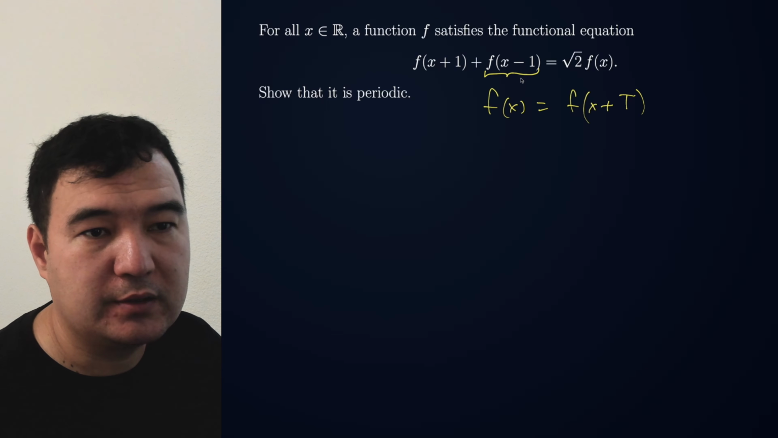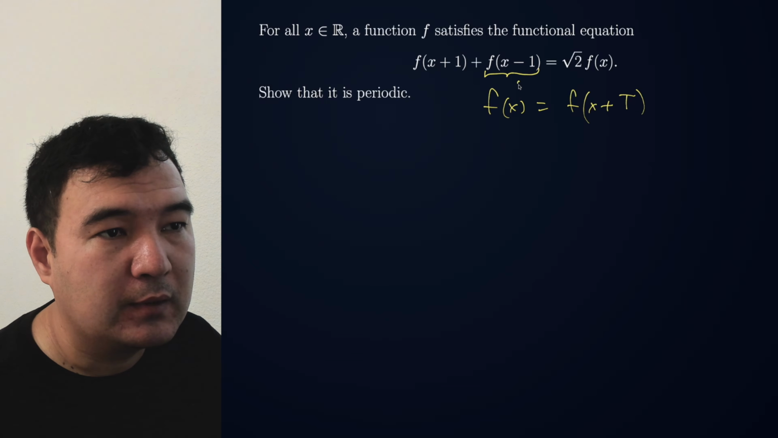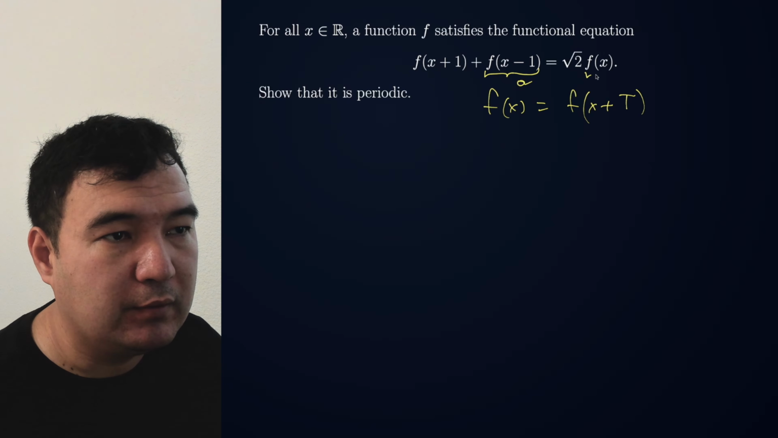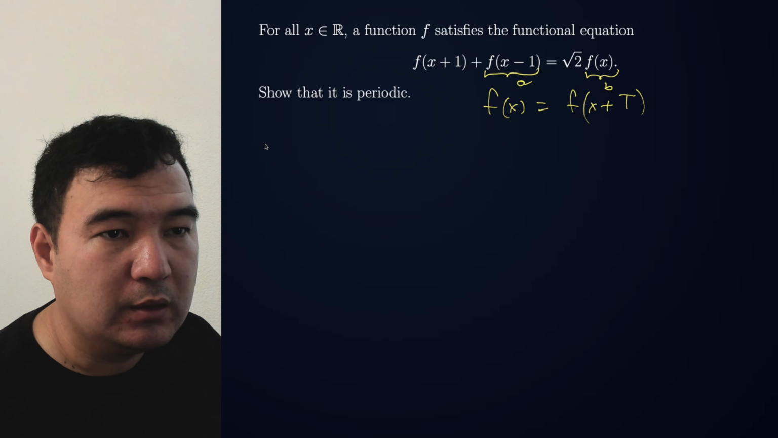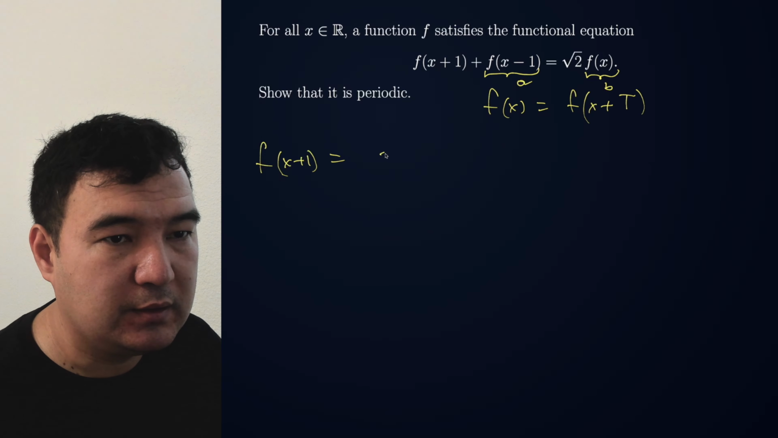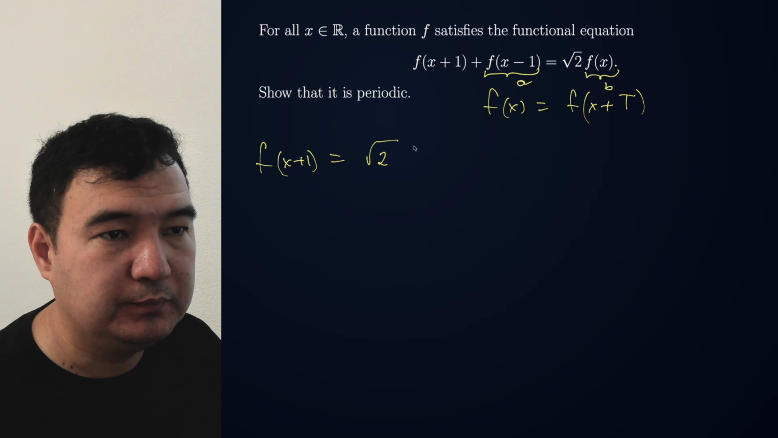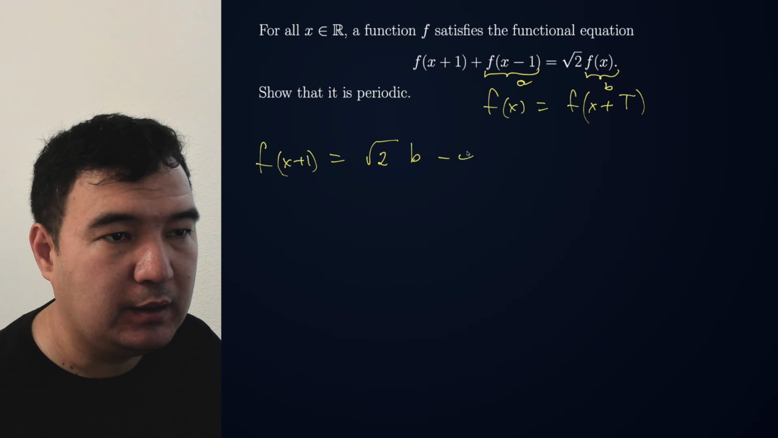Let's say f of x minus 1 is a, and f of x is b. So what will be f of x plus 1? From these expressions, f of x plus 1 is square root of 2 times b, minus a.